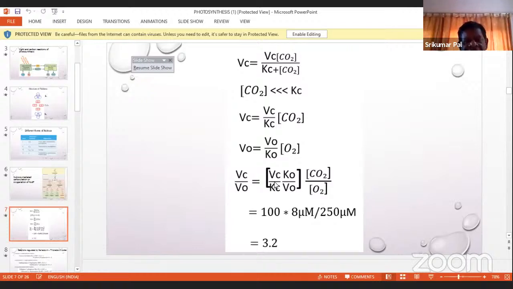For most land plants, this specificity factor varies between 80 to 130. If you assume 100 as the average value of specificity factor for land plants, and the carbon dioxide concentration, which constitutes only 0.038%, corresponds to 8 micromolar, and the oxygen concentration, 21%, is 250 micromolar, then this ratio comes to 3.2. So this ratio of carboxylation to oxygenation defines the photosynthetic efficiency, and that can be expressed in terms of the kinetic constants of the carboxylation and oxygenation reactions.